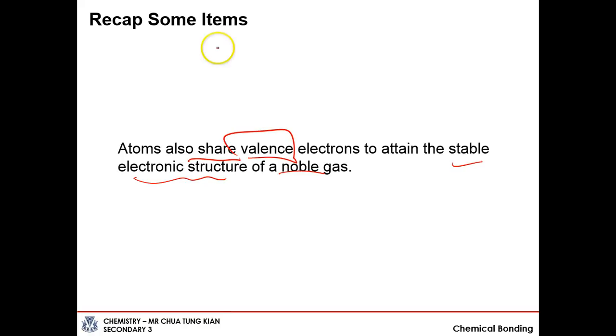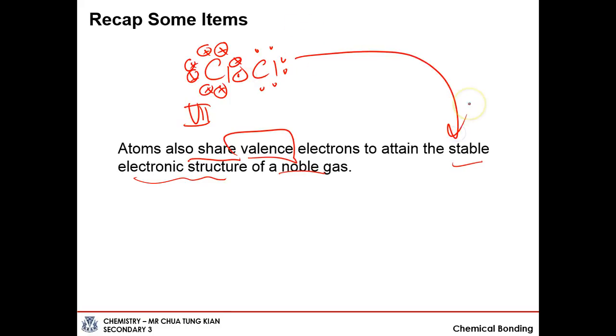For example, chlorine by itself has 7 valence electrons. That's why it is in group 7. So when it forms a bond with another chlorine atom, now when we count, it's 1, 2, 3, 4, 5, 6, 7, 8. So this is the stable noble gas configuration.